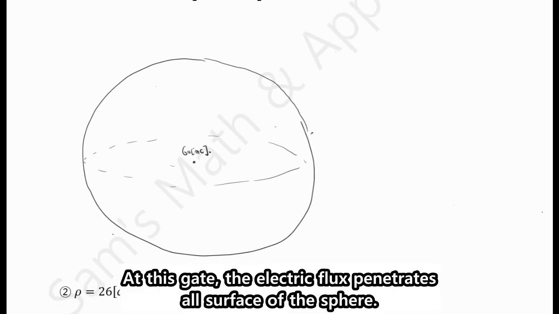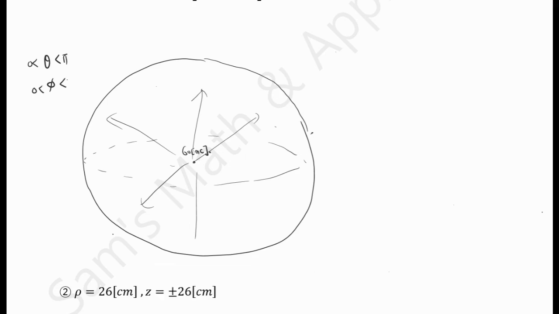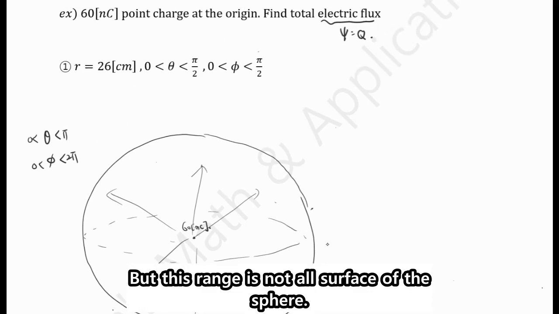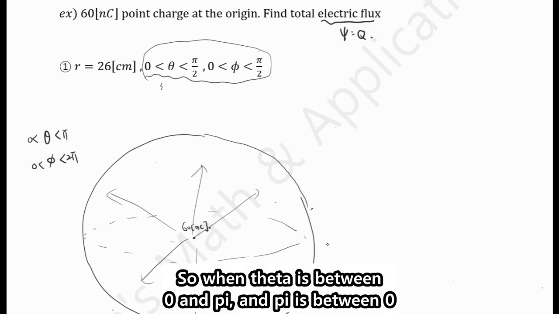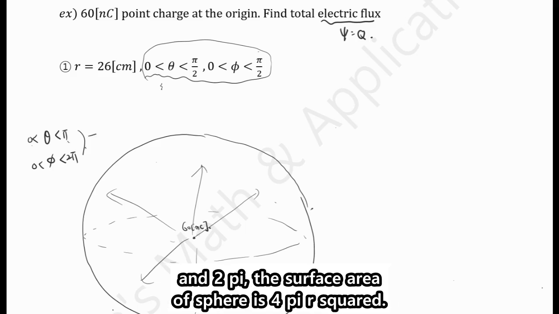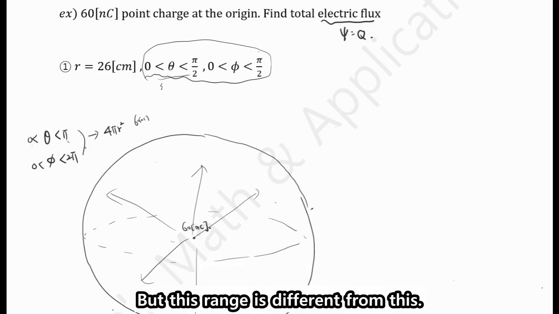In this case, the electric flux penetrates all the surface of the sphere when theta is between 0 and pi and phi is between 0 and 2 pi. But this range is not all the surface of the sphere, so the electric flux doesn't penetrate all the surface. When theta is between 0 and pi and phi is between 0 and 2 pi, the surface area of the sphere is 4 pi r squared, and the electric flux is 60 nanocoulomb. But this range is different from this.